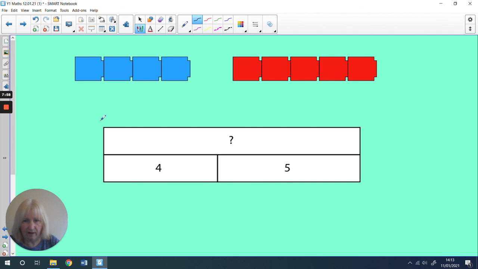Now we've got a bar model. We can see 4. That must be for these 4 cubes here. And number 5. 5 red ones. And how many in total? Tell your grown-up. Did you get 9? Yes. 9 in total. 1, 2, 3, 4, 5, 6, 7, 8, 9. 9 is the whole amount.